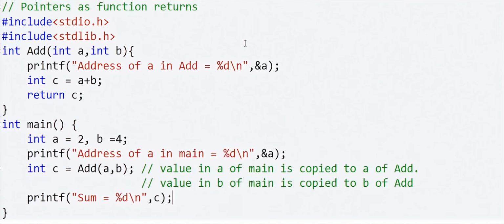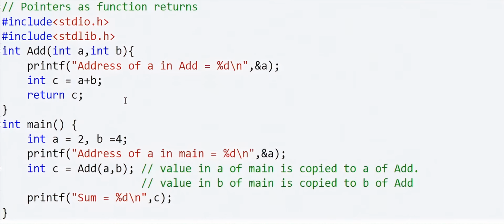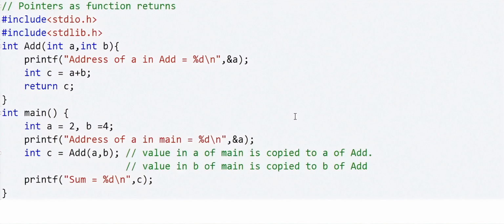I'm printing the addresses of these two A's in my code, and as you can see, the address of A in main is something like 2883032, and in add it is 2882792, so they are not the same. That means these variables are not the same, they are at different memory addresses. The names of variables are local or specific to a particular function.